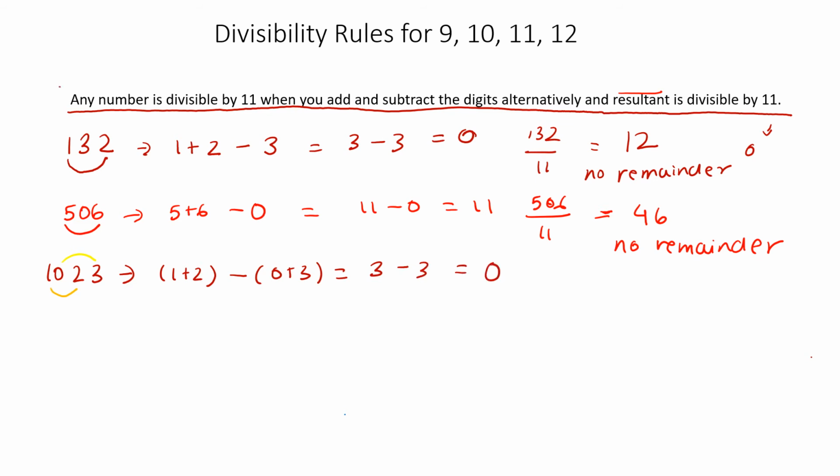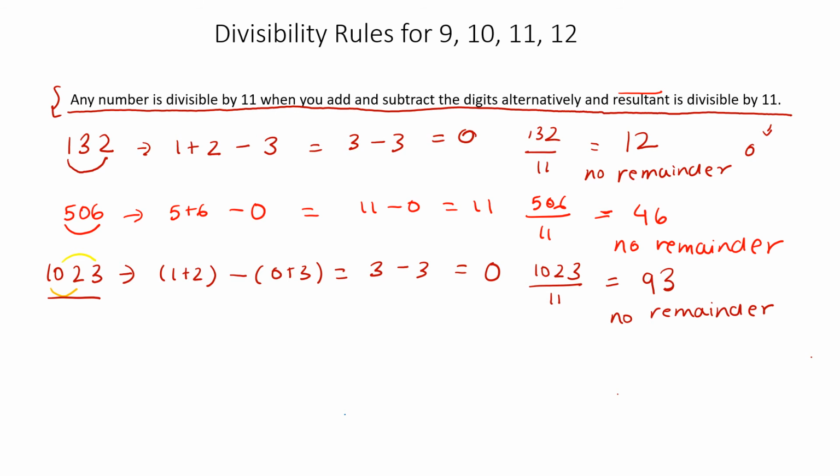According to the rule right here, this number should be divisible by 11, but one second, we need to double check. So 1023 divided by 11 goes 9, and then that leaves us 3, so 93. And there's no remainder.